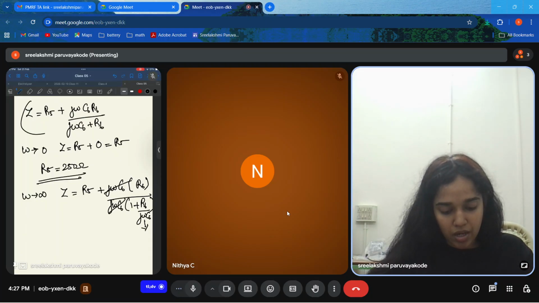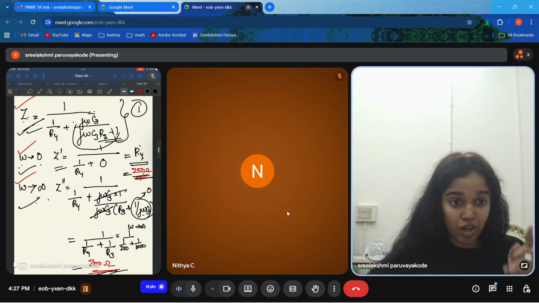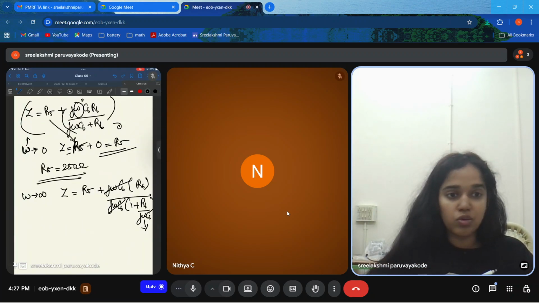Now, substitute omega tends to 0 in this equation. When you simplify it, it becomes R5 here. When omega tends to 0, this entire term tends to 0. This becomes R5. But when you solved the previous circuit where you already know the values of R4 and the rest, you found that when omega tends to 0, the Z value is 250. So the value which you get here should be equal to what you get over there. So automatically R5 becomes 250 ohms. Is that clear? If it's not clear, you can mention it again and I'll explain again.